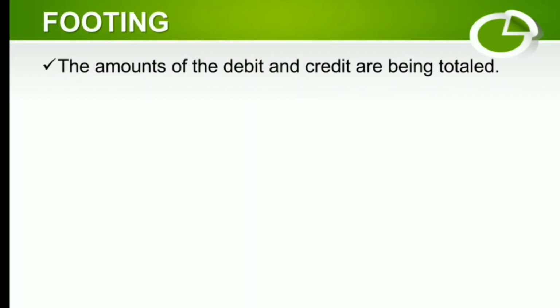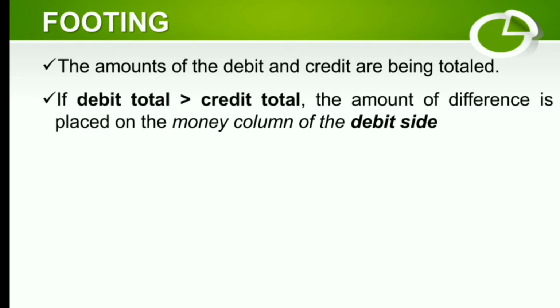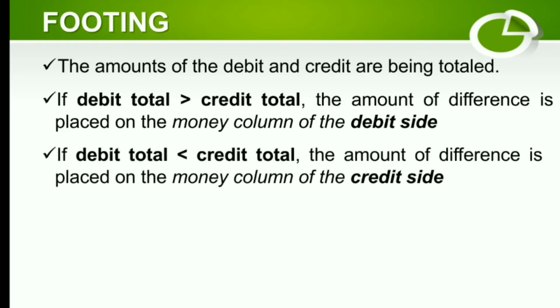Footing is the process of totaling all the amounts in the debit and all the amounts in the credit. If the debit total is greater than the credit total, the amount of difference is placed in the money column of the debit side. However, if the debit total is less than the credit total, the amount of difference is placed in the money column of the credit side.